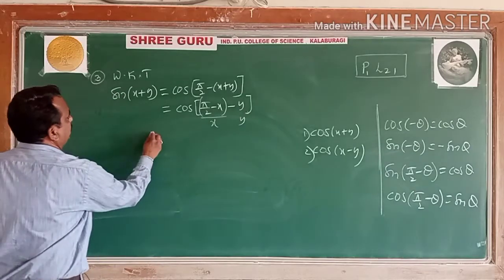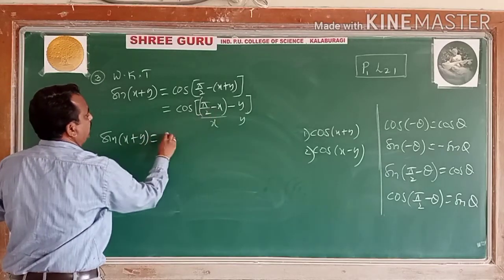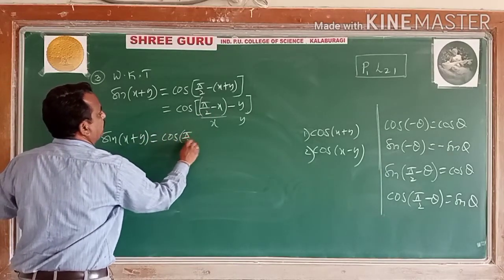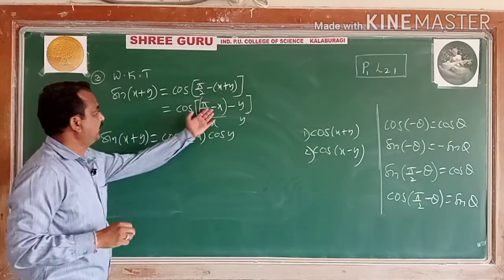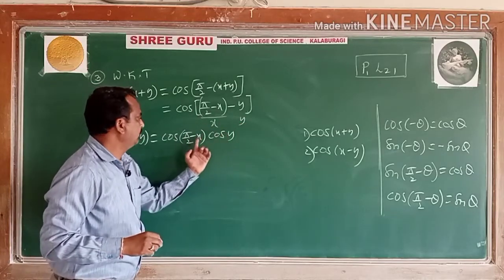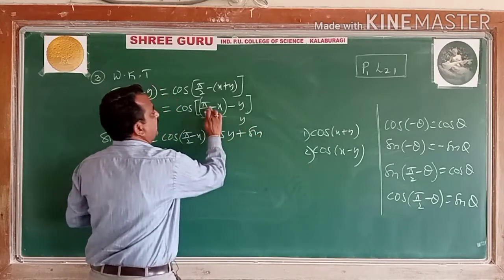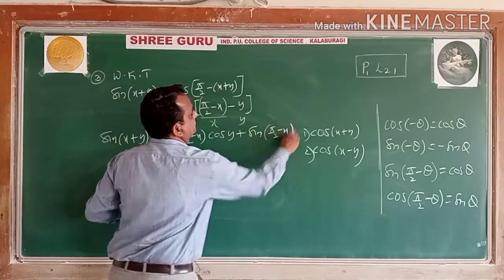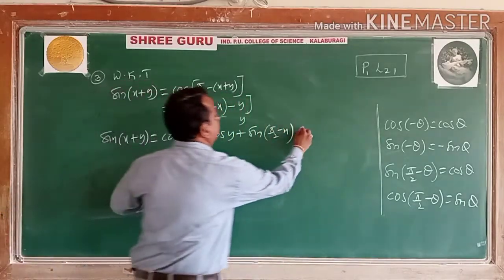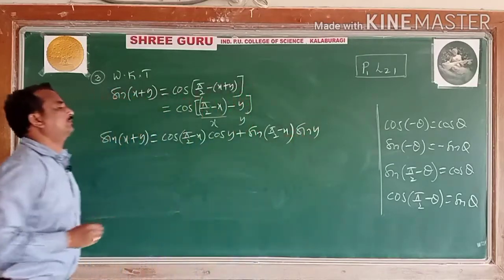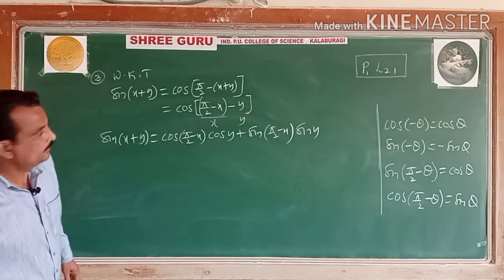Now expanding according to the cos formula, students, sin of x plus y is equal to cos of pi by 2 minus x into cos y, plus sin of pi by 2 minus x into sin of y. When minus and minus, plus it is. So it is cos of pi by 2 minus x into cos y plus sin of pi by 2 minus x into sin y.